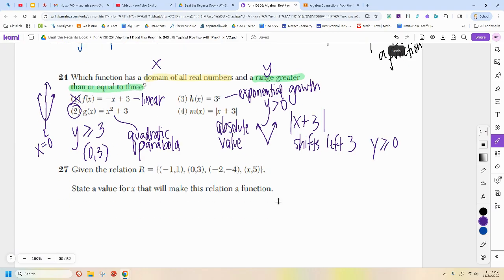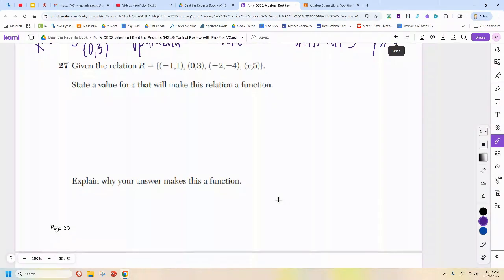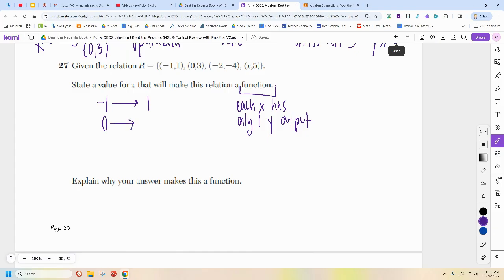Okay, now we move on to question number 27, which is an open-ended question. It says, given the relation (-1, 1), (0, 3), (-2, 4), and blank, 5, state a value for x that will make this relation a function. All right, so when we have a function, each x has only one y output. Okay, so these are my inputs. -1 pushes out a 1. Cool. 0 pushes out a 3.